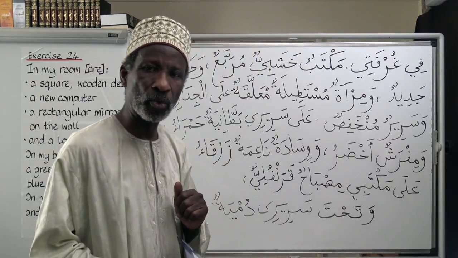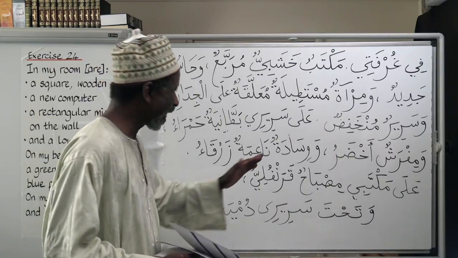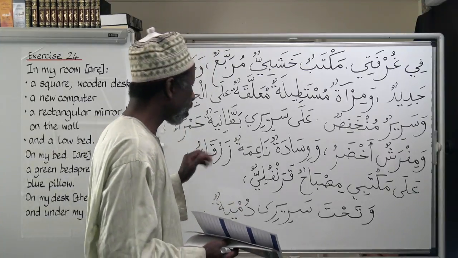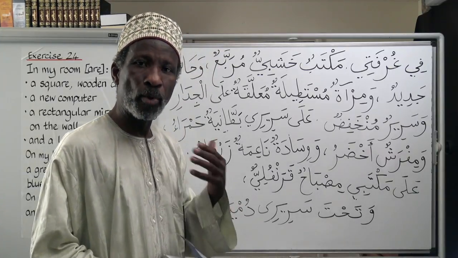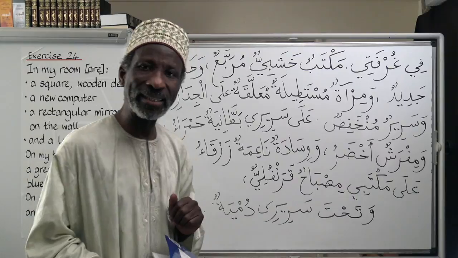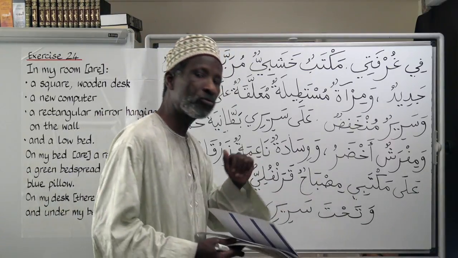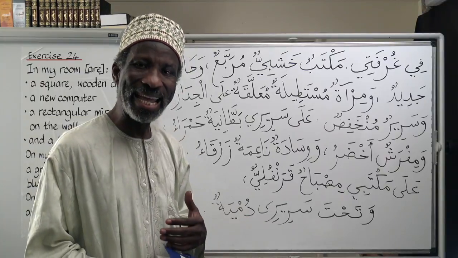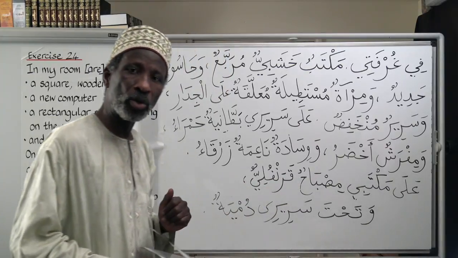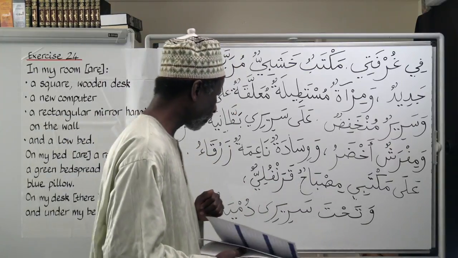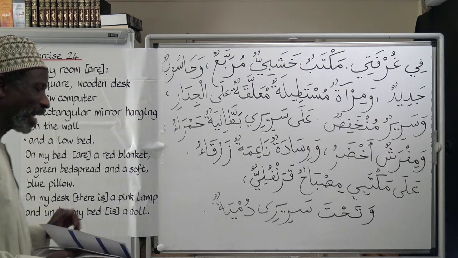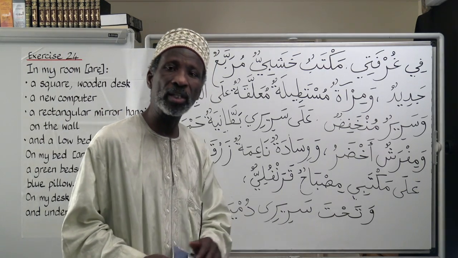ووسادة ناعمة زرقاء. وسادة is a pillow. ناعمة is soft, and زرقاء is blue. So, and a blue soft pillow. على مكتبي, on my desk, there is مصباح قرنفلي or وردي, a pink lamp. وتحت سريري دمية, and under my bed there is a doll.